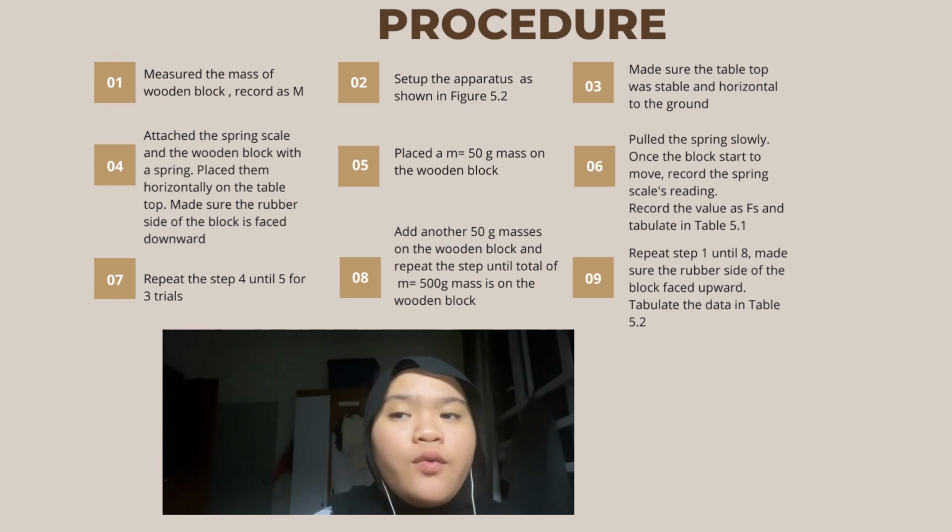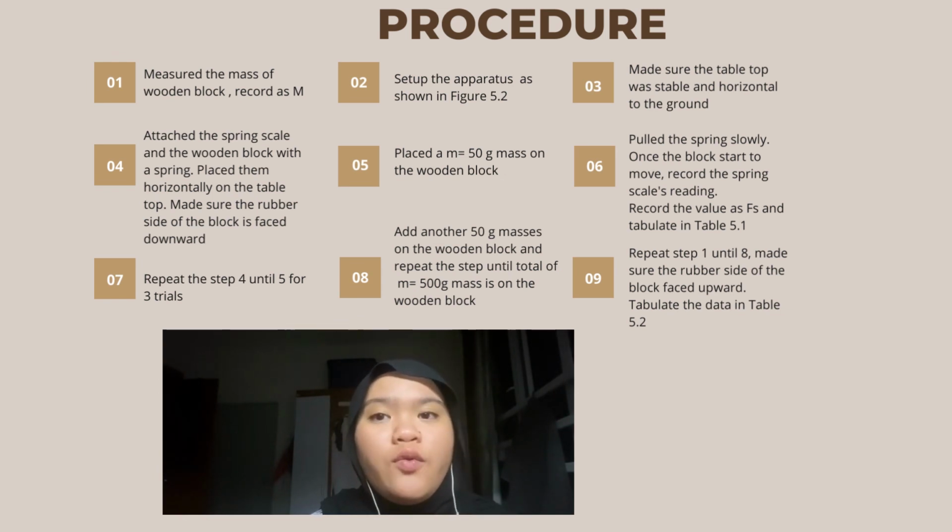Fourth, we have to attach the spring scale and the wooden block with a string. We have to place them horizontally on the tabletop. We have to make sure the rubber side of the block is facing downward. Fifth, we have to place a 50 gram mass on the wooden block.